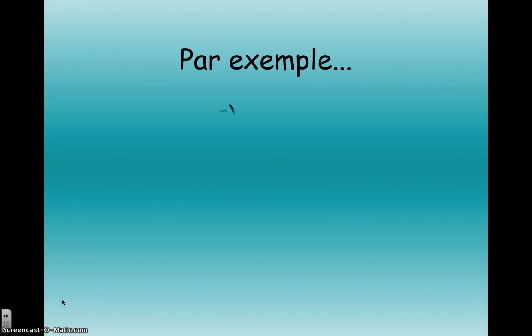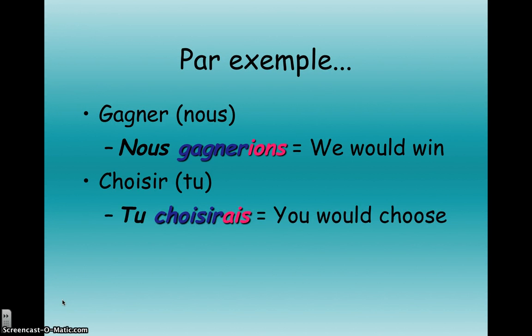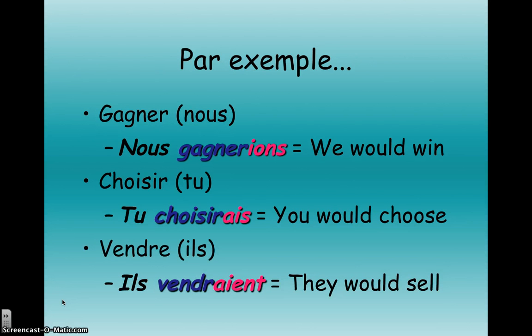Voilà quelques exemples. Nous gagnerions, we would win. Tu choisirais, you would choose. Ils vendraient, they would sell. So we always have the R sound in there somewhere.